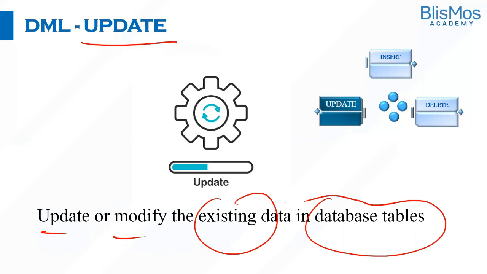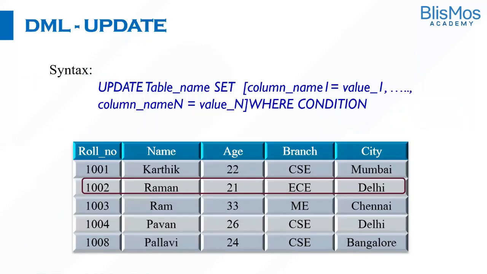We can take an example and understand this. Let us say in this particular table we have roll number, name, age, branch, and city. There is a situation where the name Raman is changed to something else. In that case, we have to update this name. How do we do it? We can use the update command. What is the syntax for that? Use update and provide the name of the table, say set, and the column you want to set and the value you want to set it to. You can also use a where condition to update based on a particular condition.